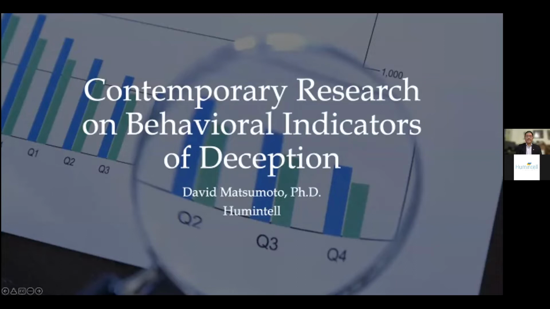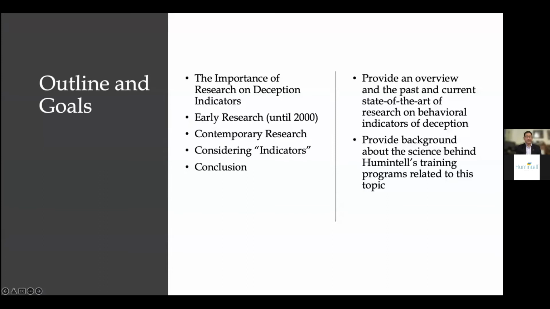Alrighty, so today's webinar topic is on contemporary research on behavioral indicators of deception. The goal of today's webinar is to provide an overview of the past and the current state of the art on research on behavioral indicators of deception. I would love to talk about some practical skills and how we can be better at evaluating truthfulness and detecting deception. However, today's webinar is going to be on the background research to those kinds of indicators. And another goal I have for today is to provide some background about the science behind the way we approach this very important topic, not only for us, but for so many of you and others in the world today.